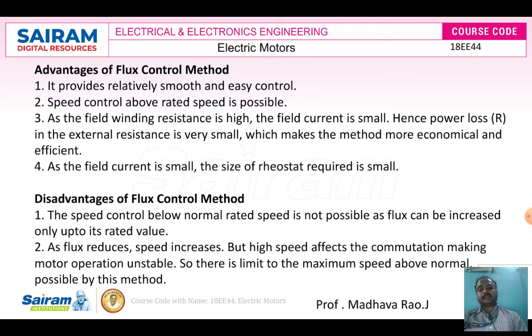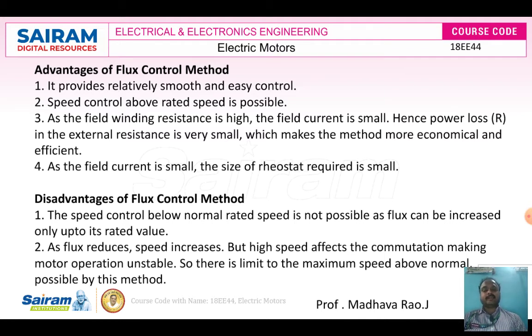Coming to the disadvantages, speed control below normal speed is not possible, as flux can be increased only up to its rated value. That is one disadvantage. And when flux is reduced, speed is increased, but high speed affects commutation and makes motor operation unstable. That is another disadvantage.